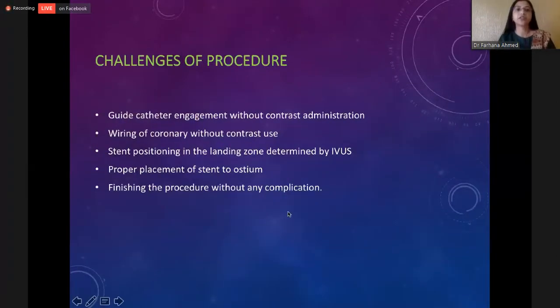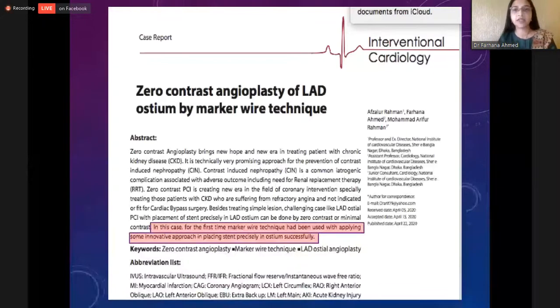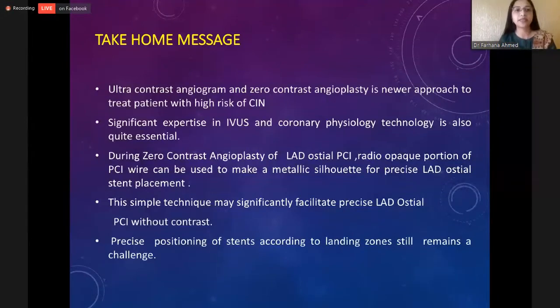So the challenges of this procedure are guide catheter engagement without contrast administration, wiring of the coronary without contrast use, stent positioning in the landing zone determined by IVUS, proper placement of a stent at the ostium, and finishing the procedure without any complications. We are very happy to let you know that this technique was endorsed by a very high impact index journal and published this year as the first time marker wire technique used for such ostial PCI. So my take home message is that ultra low contrast angiogram and zero contrast angioplasty is a newer approach to treat patients with high risk of CIN.